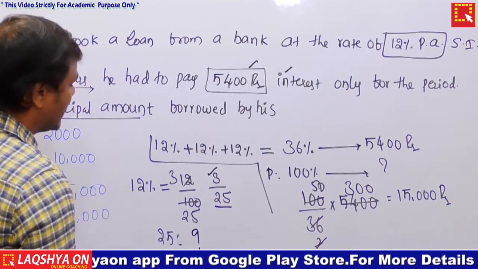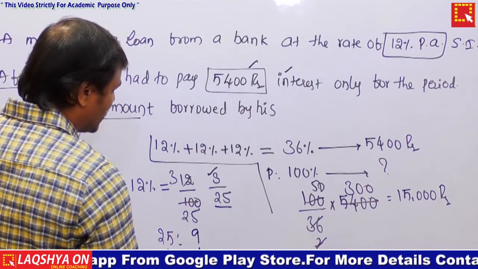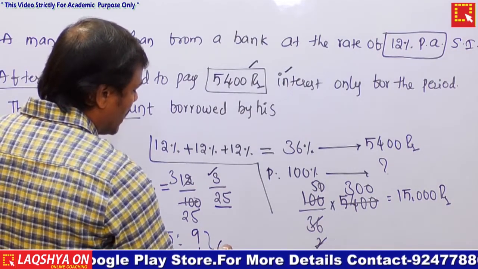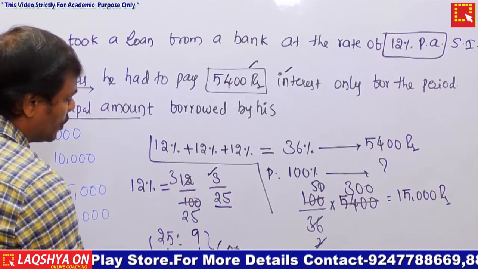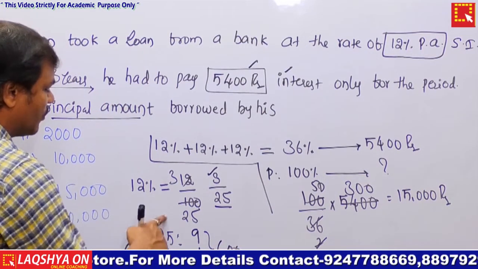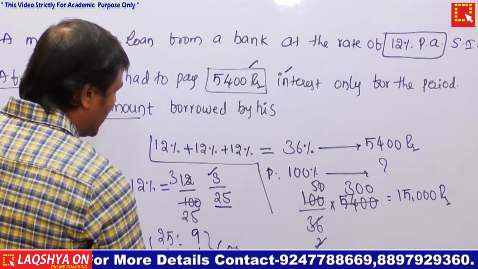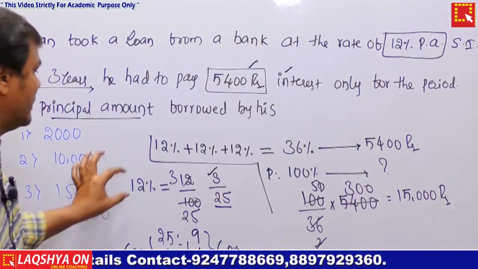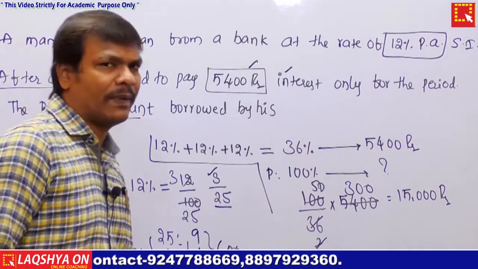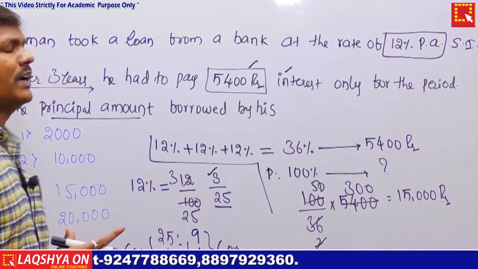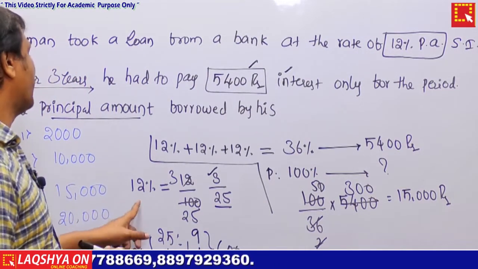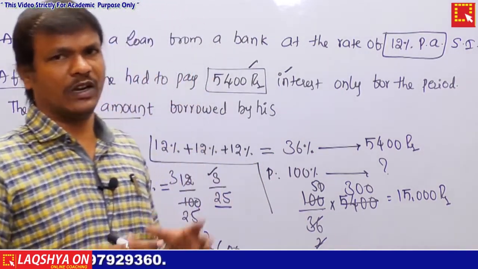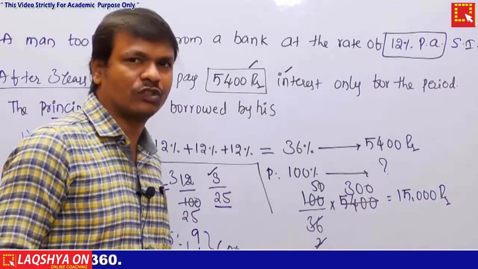Now, what is the 25 units of money? 9 units is 5,400, so each unit is 600. So 25 units is 25 times 600, that is 15,000 rupees. So you need to solve by this manner also, and by the percentage manner. Sometimes simple interest is solved easily in the fraction manner, and sometimes easily in the percentage manner. So students have to know these two techniques to solve the problems.